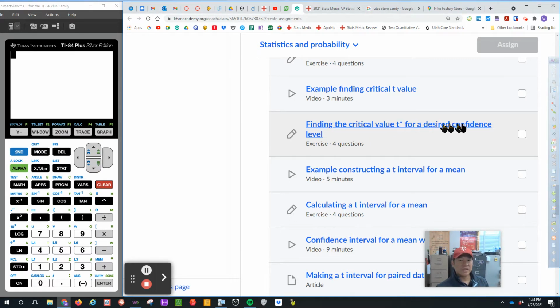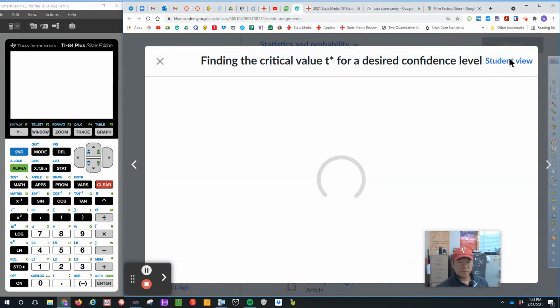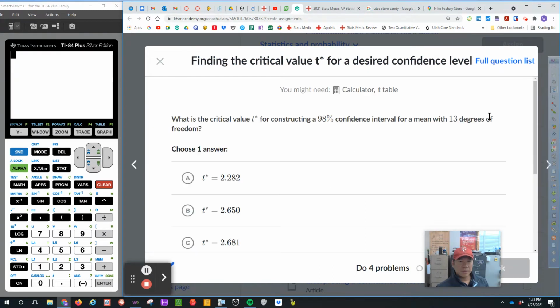Today's exercise is Finding the Critical Value T star for a desired confidence level. It's pretty easy as long as you know how to use the calculator. So let's dive in. What is the critical value T star for constructing a 98% confidence interval for a mean with 13 degrees of freedom? Now, before we start, right?